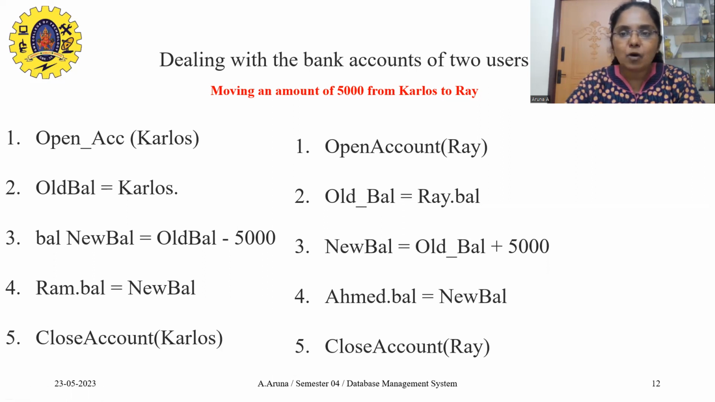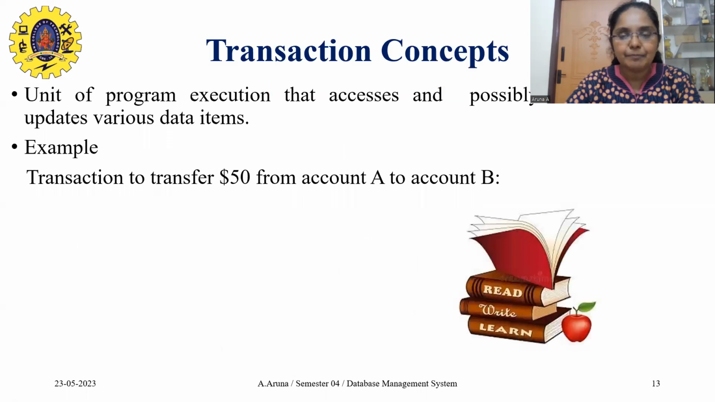How we can write this down in our own language, and how the transaction is processed, we're going to see in the next slide. So this is the transaction processing definition: the unit of process execution that accesses and possibly updates various data items. So a transaction is nothing but a unit of program execution.